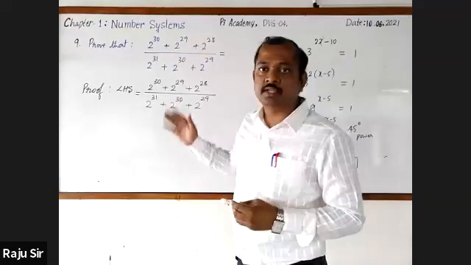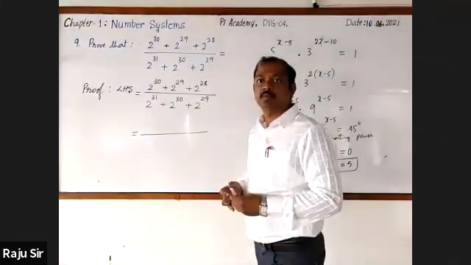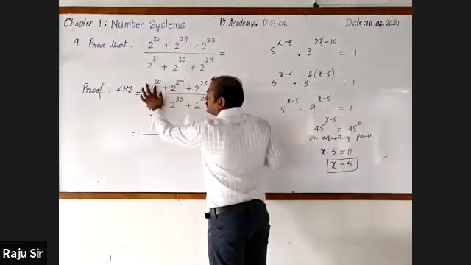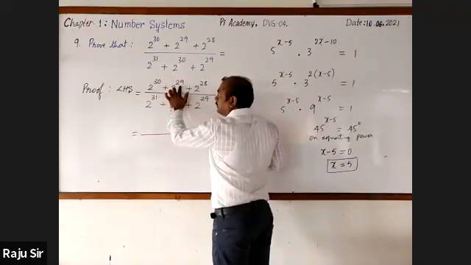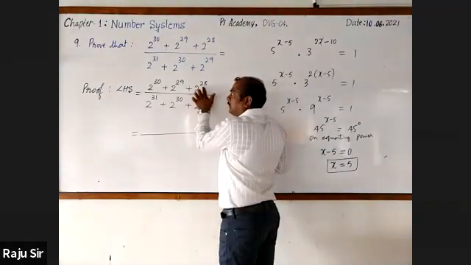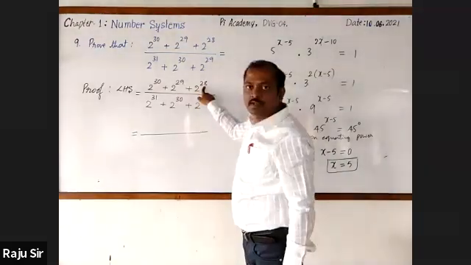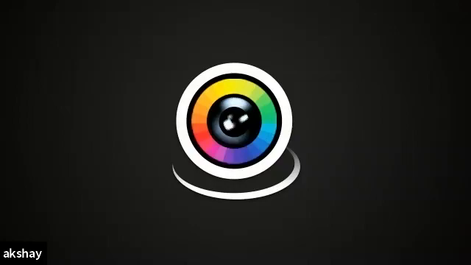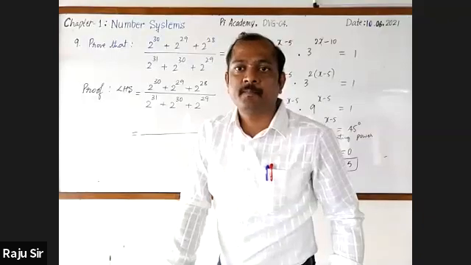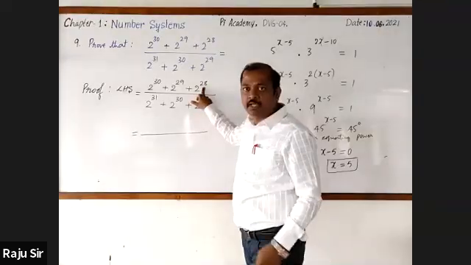Let me tell you, listen carefully. This is equal to 2 raised to the power 30, power 29, power 28. Here the least power is 28. Is it not? Can we take out the least power 28 as common factor? Shreyas? Here 2 raised to the power 28.